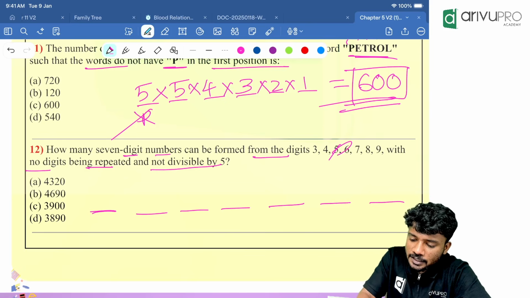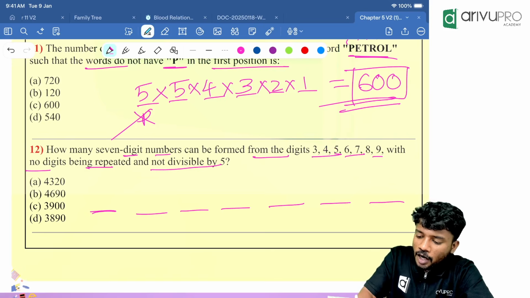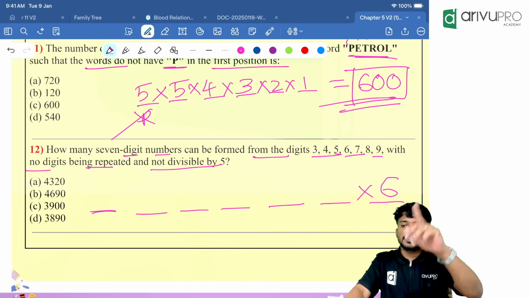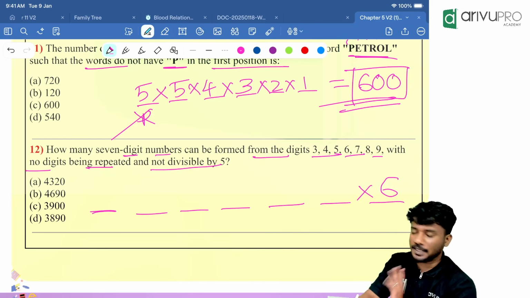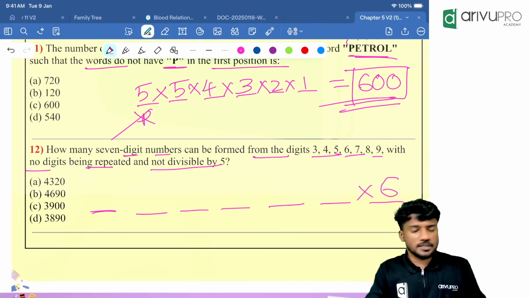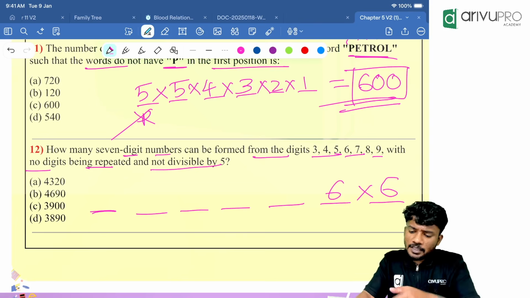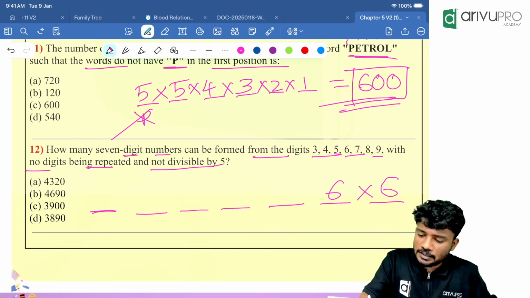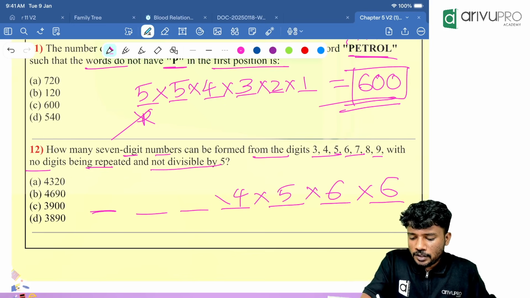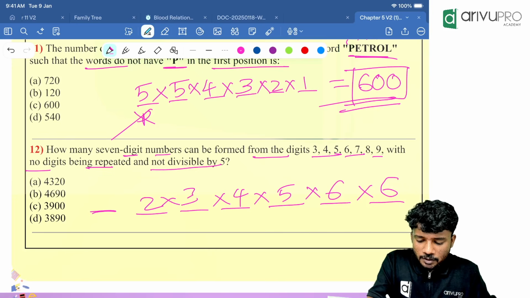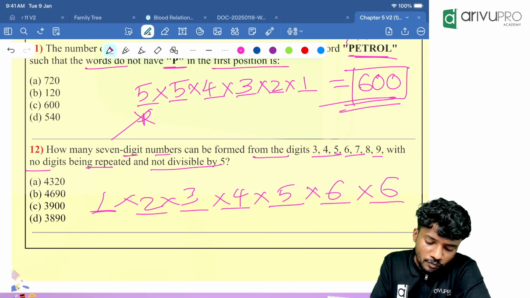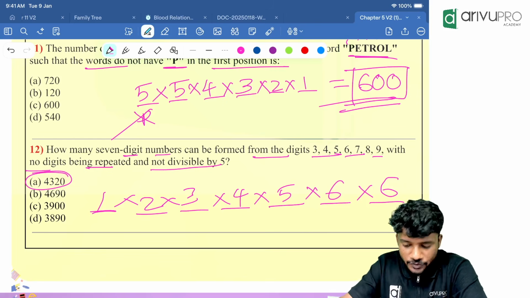How many digits are there in total? 7 digits are there in total. So how many of them can sit in the ones place? Any of the 6 can sit in the ones place. Now, how many can sit in the next place? 6. Why? Because now 5 also can sit. One already sat from the 7, now 6 are remaining. Then 5, 4, 3, 2, 1. Boom. How much is the answer? 4320.